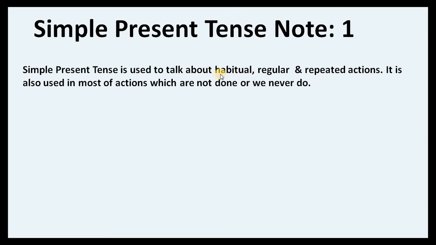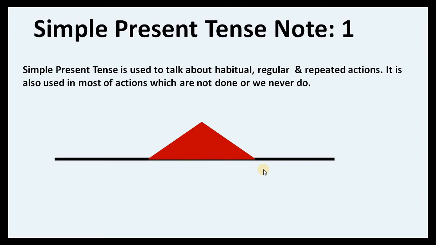Okay. So habitual action means my daily routine, my timetable, what I do regularly; regular actions and repeated actions are similar to habitual actions. So now I have drawn a line. This line is all about your timeline. We have three times: present, past, future. So this is the present form. We are going to focus on this area.